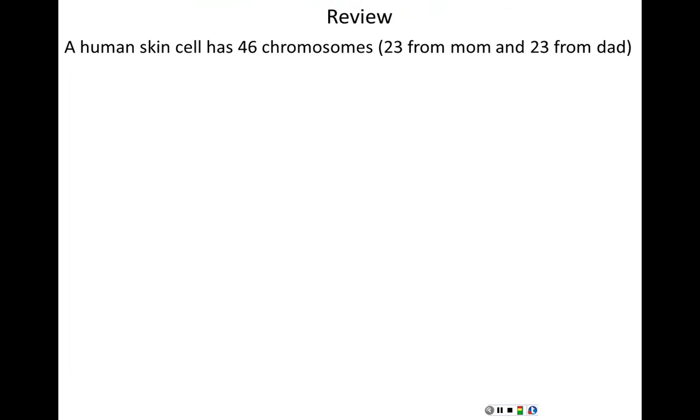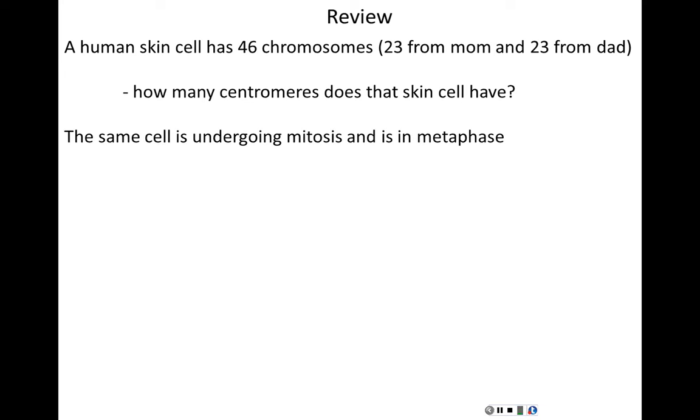Here's some questions for you to ponder. I'm not going to give you the answers to these questions here. We can talk about them in class on Monday if you'd like, but just some things to think about and make sure that you're understanding these concepts correctly. So, a human skin cell has 46 chromosomes, as all human cells do, 23 from mom and 23 from dad. How many centromeres does that skin cell have?